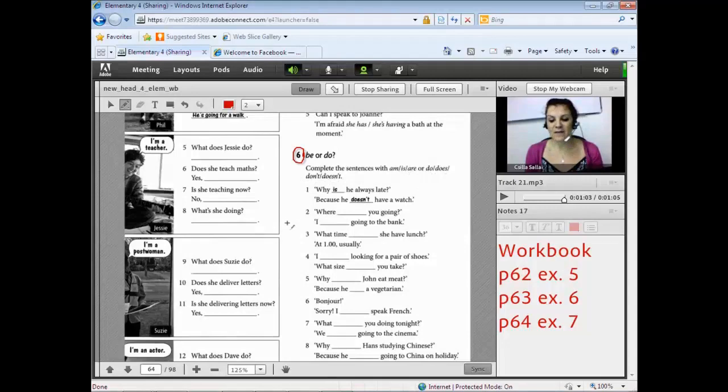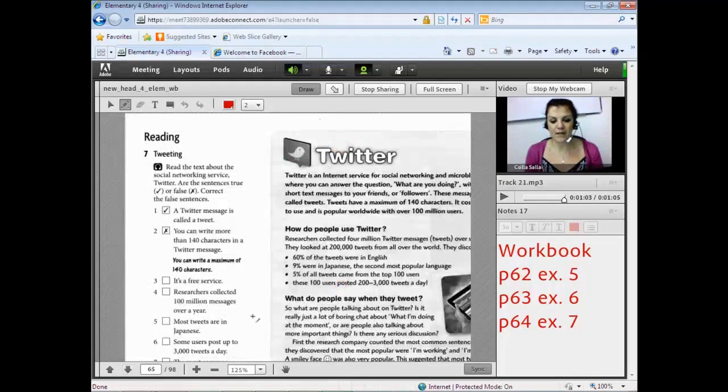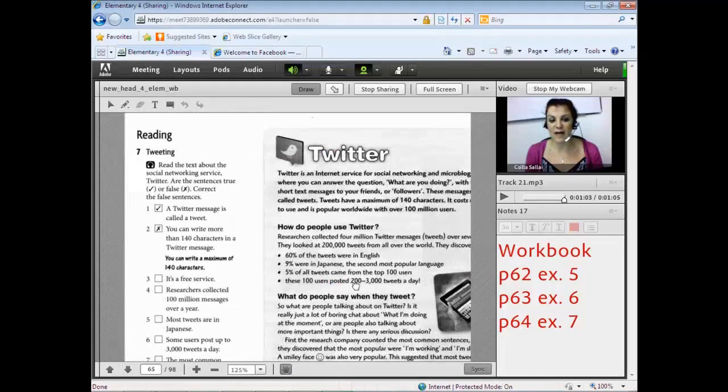And then the last part of your homework is on page 64. This is going to be a reading activity, a reading comprehension exercise. Look at number 7. Have you ever heard about Twitter? Tweeting? Maybe you have read about it on the internet, or maybe even some of your friends are members of this social networking service. So look at exercise number 7.